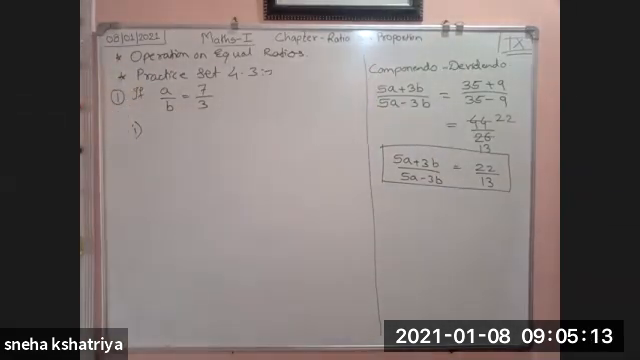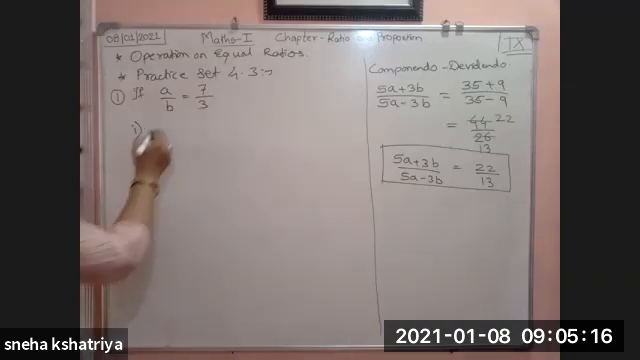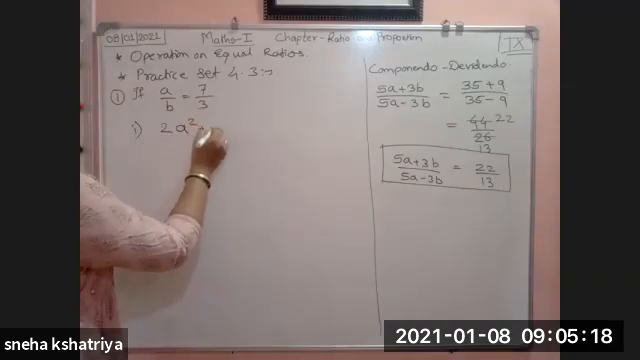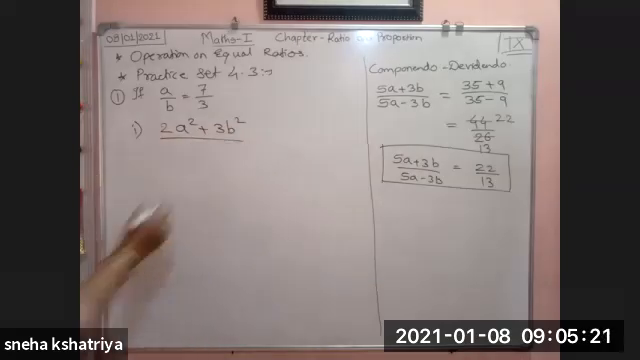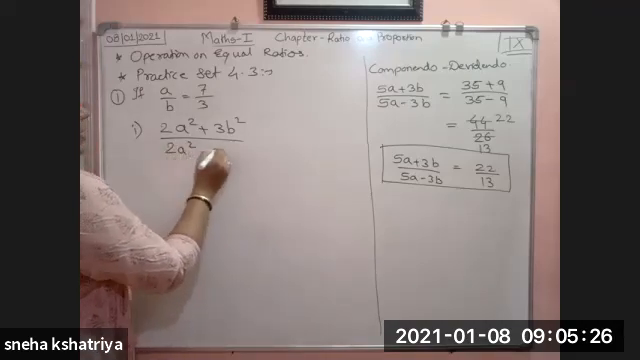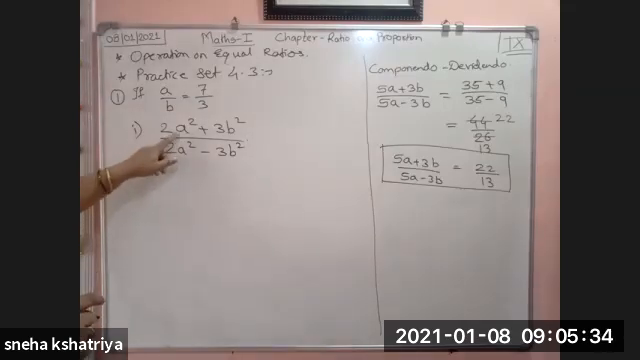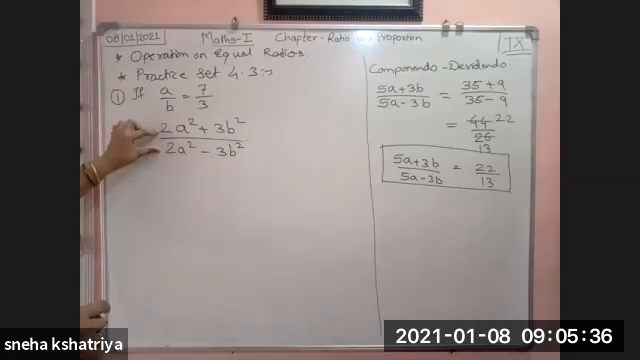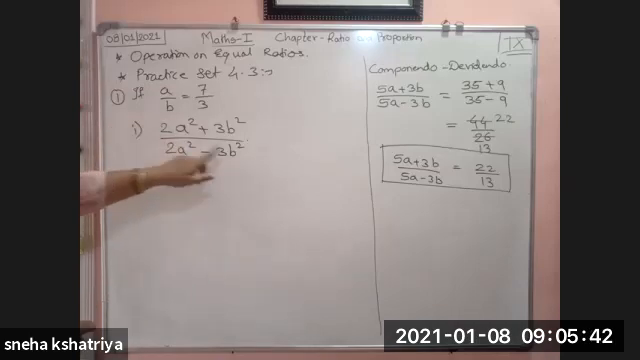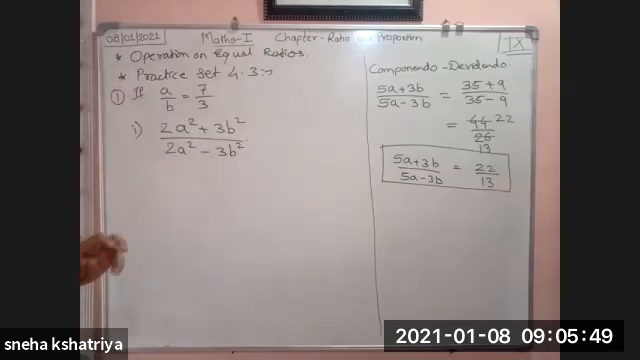Okay, what is the second one? 2a square plus 3b square divided by 2a square minus 3b square. One thing you have to remember is that whatever the coefficients of a and b are, they are always the same in this kind of example. So that's why we can carry out the operations on this.